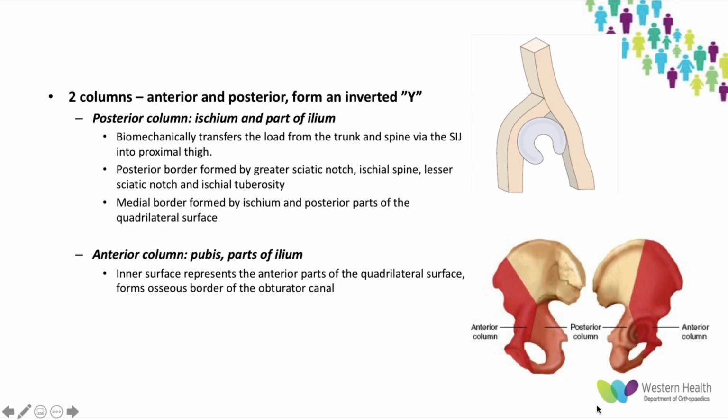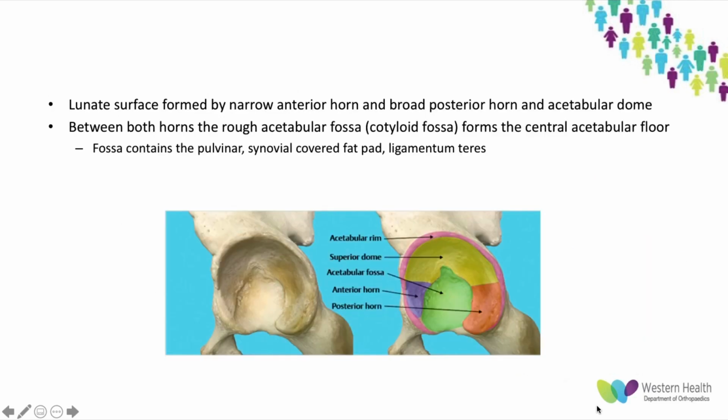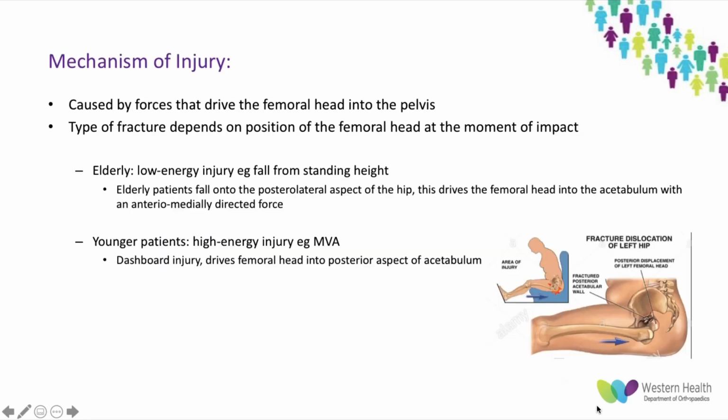The anterior column is composed of the pubis and part of the ilium. The inner surface represents the anterior parts of the quadrilateral surface and forms the osseous border of the obturator canal. The lunate surface is formed by a narrow anterior horn, a broad posterior horn, and an acetabular dome. Beneath these horns is the acetabular fossa, also known as the cotyloid fossa, which forms the central acetabular wall. The fossa contains the pulvinar, the synovial-covered fat pad, and ligamentum teres.